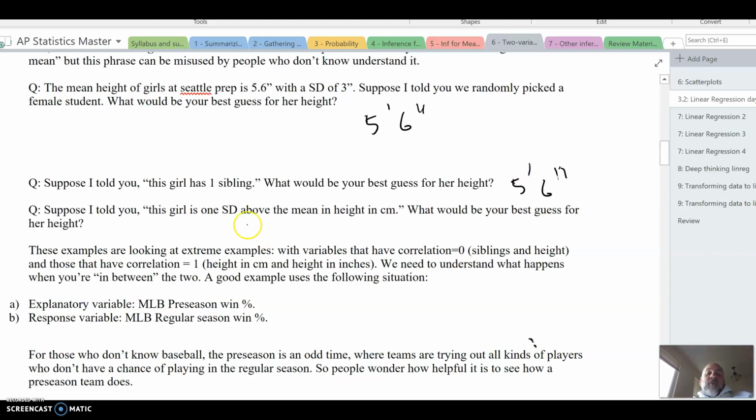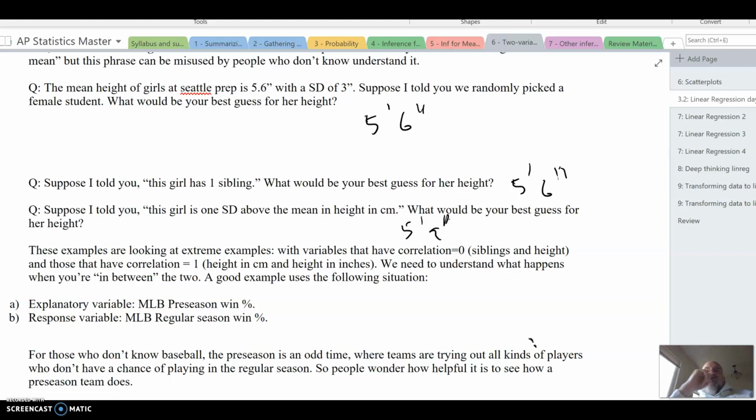Suppose I told you the girl is one standard deviation above the mean in height, but if you measure in centimeters, what would be your best guess for her height in inches? Well, she's one standard deviation above the mean in centimeters, so she's going to be one standard deviation above the mean in inches. It doesn't matter what units you're using. That's where she is in the distribution. So your guess would be 5'9". All these are totally intuitive and totally correct.